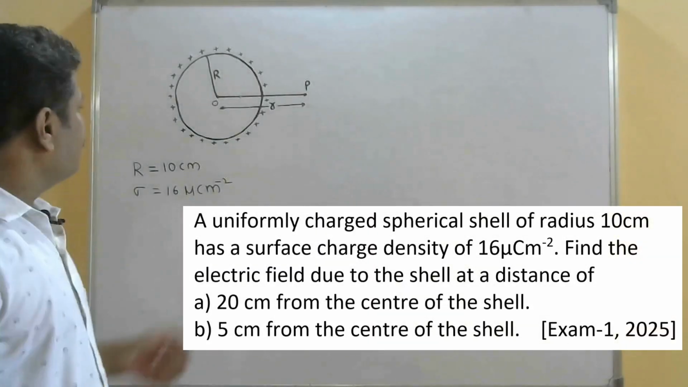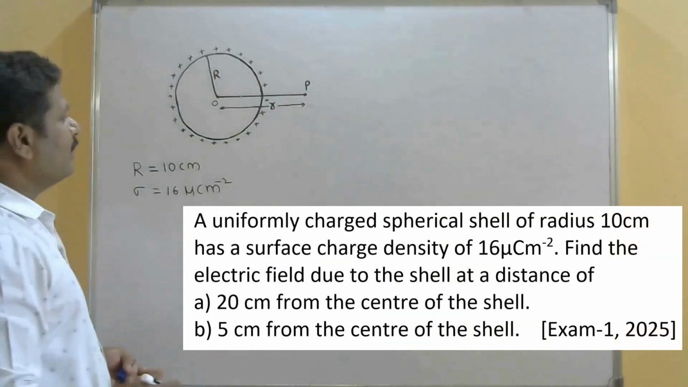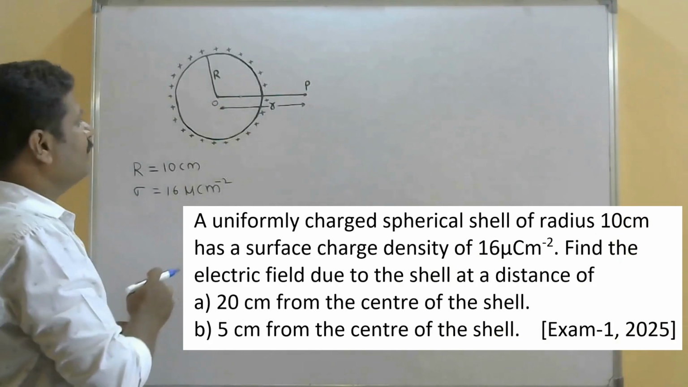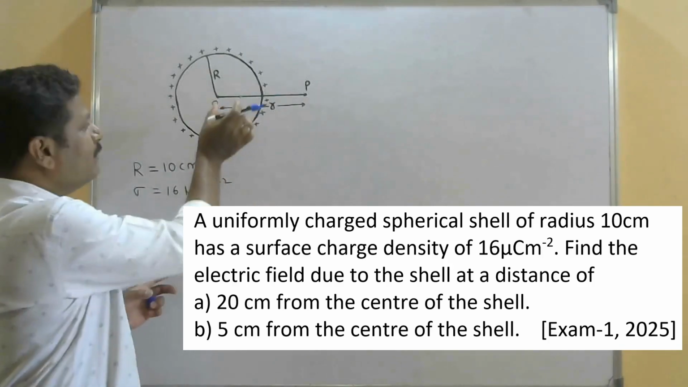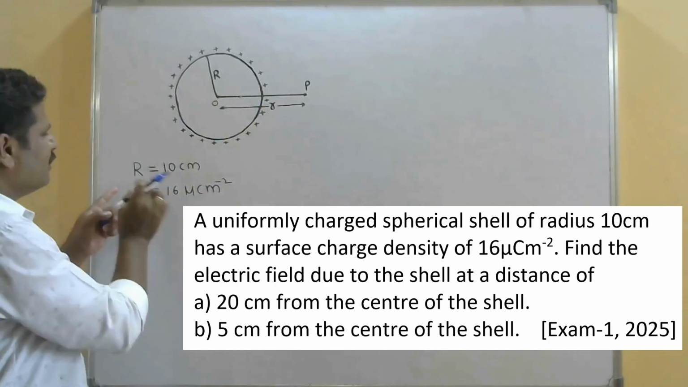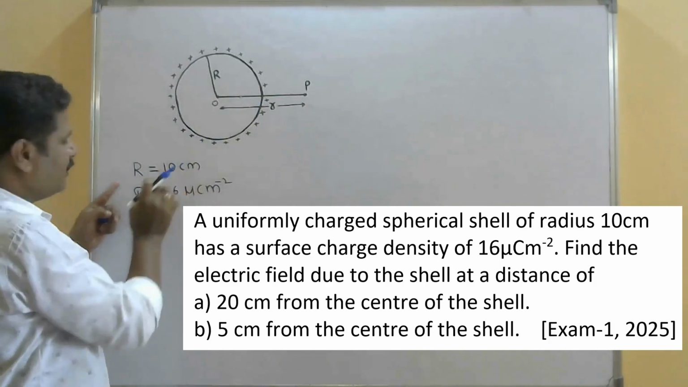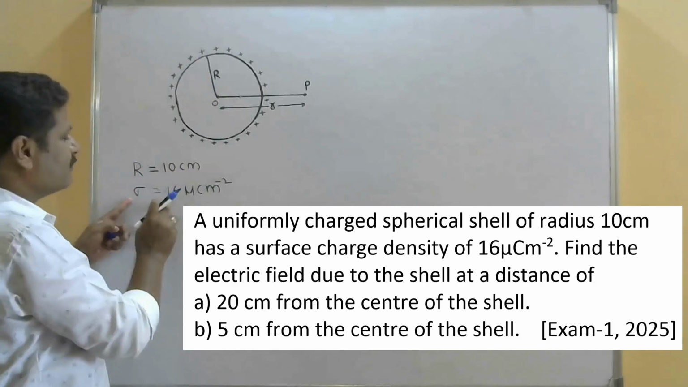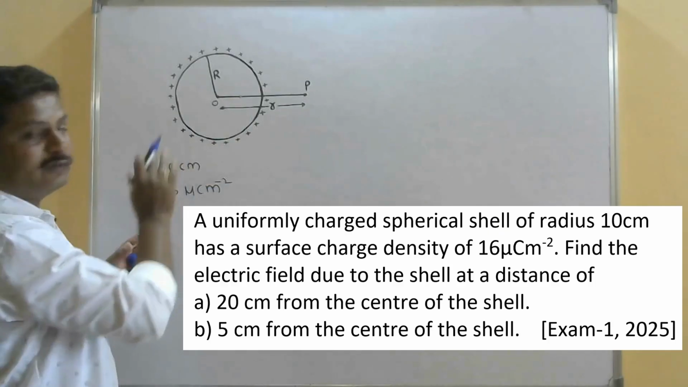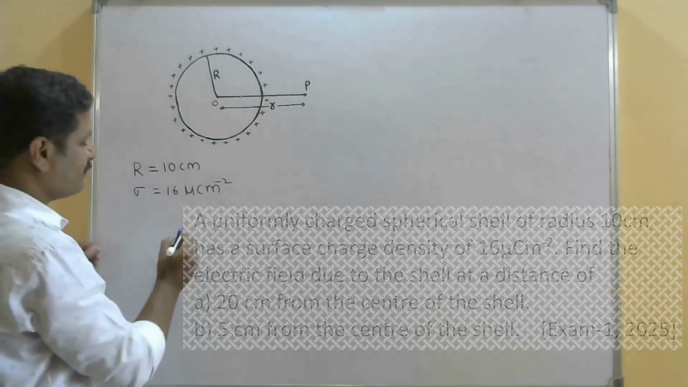Let's see the first one. In this problem, we need to find out the electric field at a distance of 20 centimeter from the center of this spherical shell, as well as at 5 centimeter from the center of the spherical shell. Now, the given data is: radius of the spherical shell is 10 centimeter and surface charge density is 16 microcoulomb per meter square.